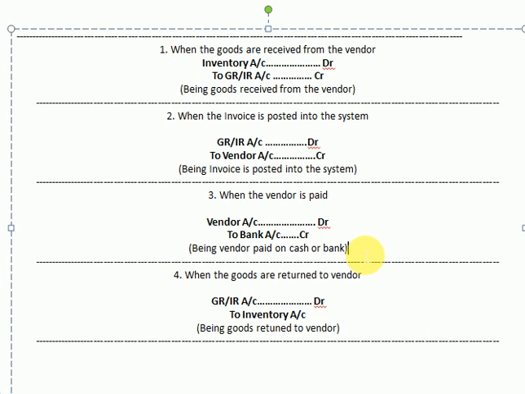There can be a case where we may return the goods to the vendor, if there are any damages in the goods, or for any other reason. Then the entry will be GRIR account debited to inventory account. This is the reverse of the goods receipt. So this is all about the P2P cycle.